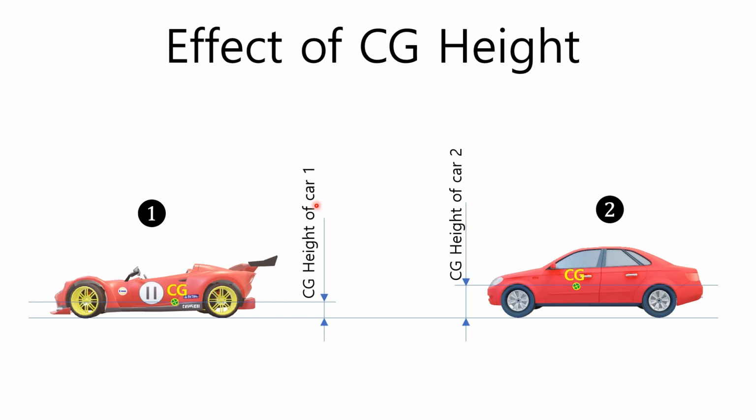In the picture, there is a vehicle with a relatively low center of gravity, 1, and a vehicle with a relatively high center of gravity, 2. Depending on the height of the center of gravity, the size of the maximum lateral force varies when the vehicle drives on the bend at the same speed. Let's find out why.